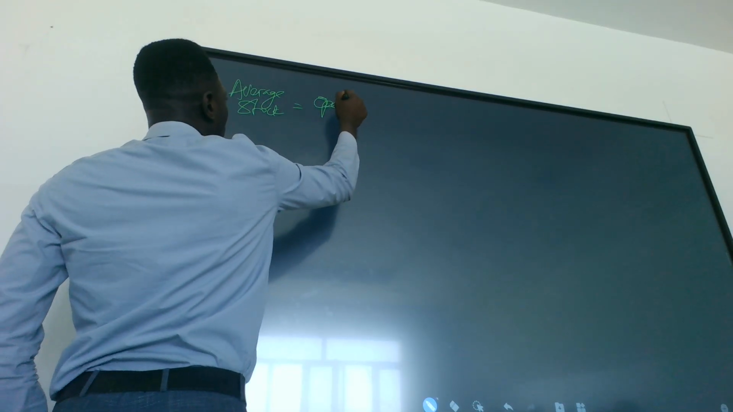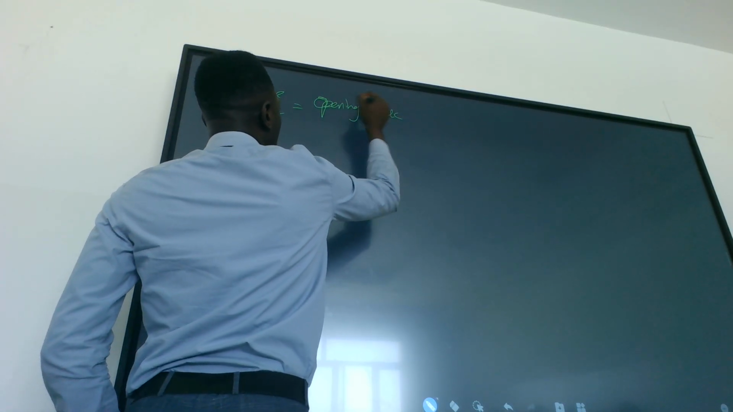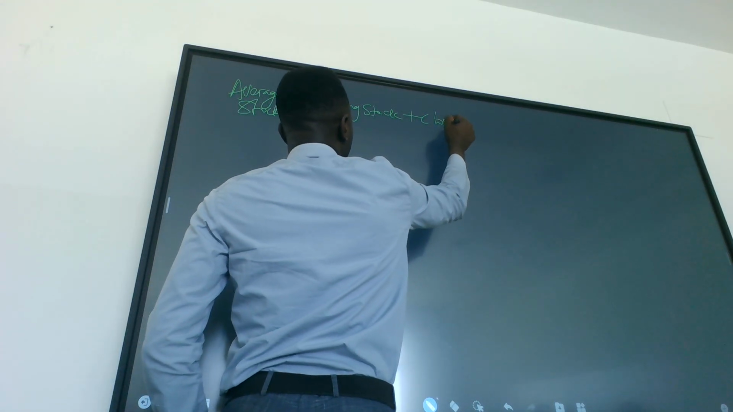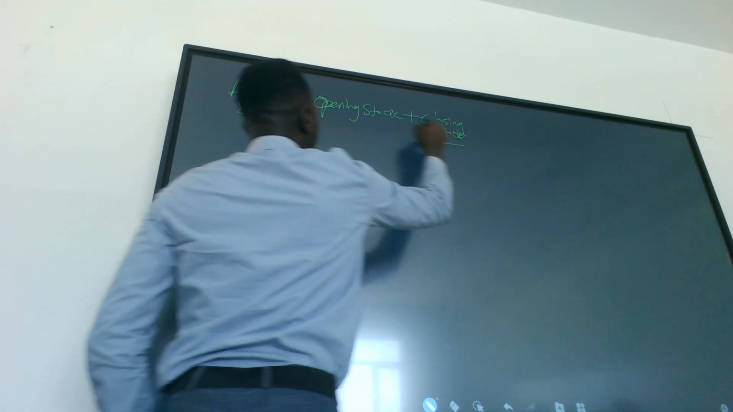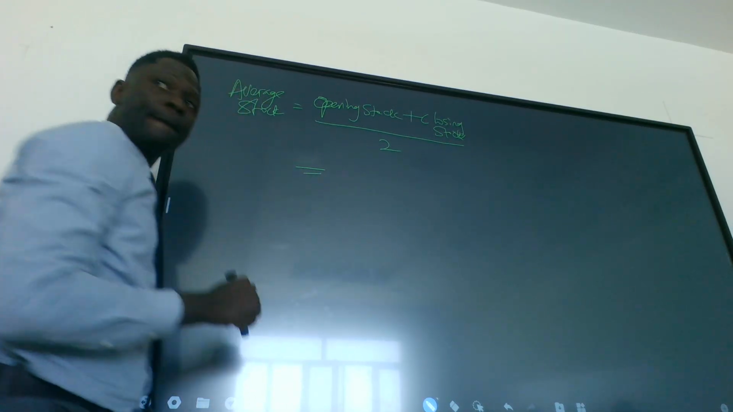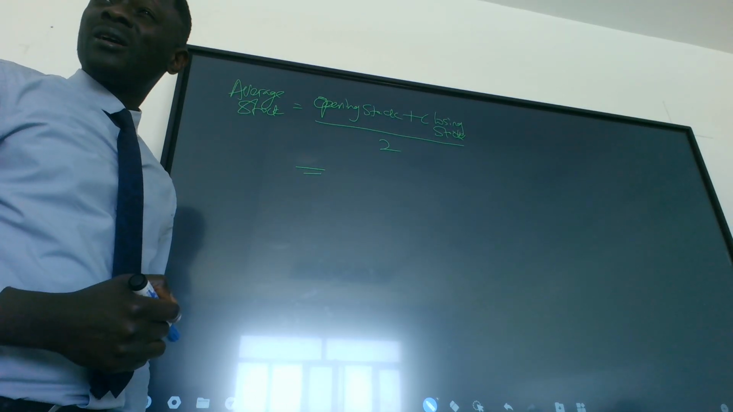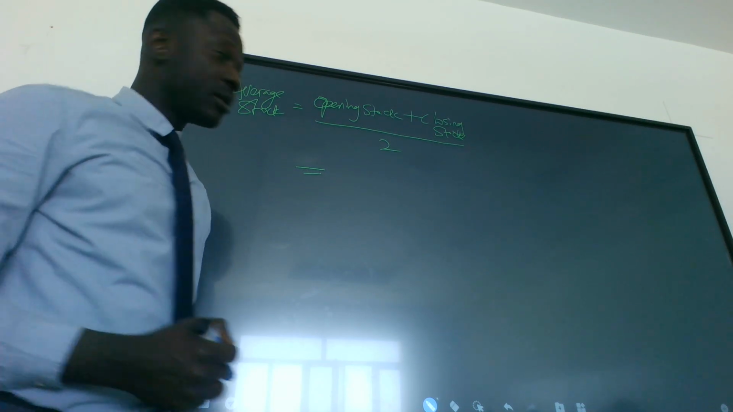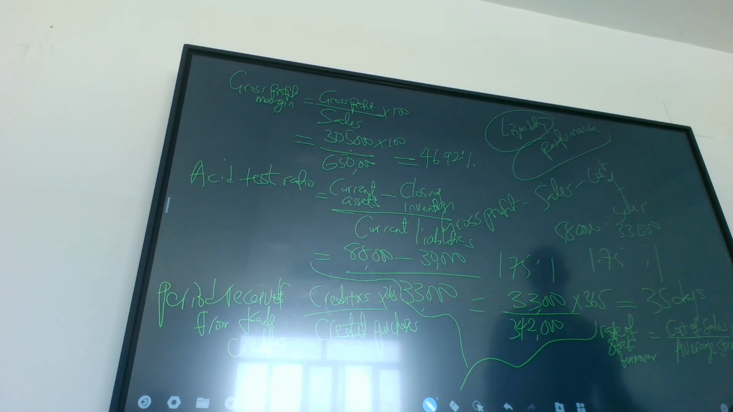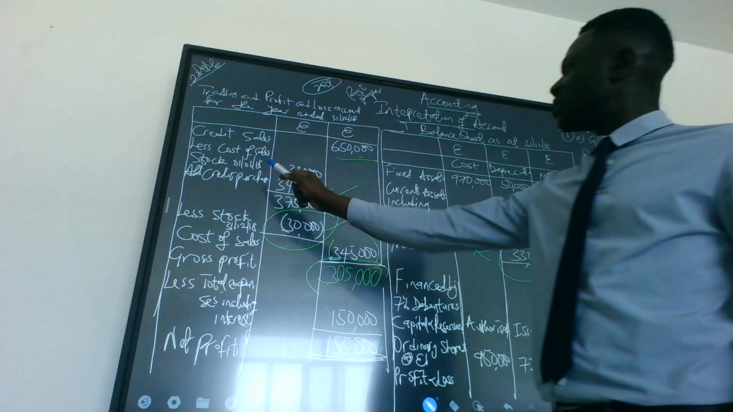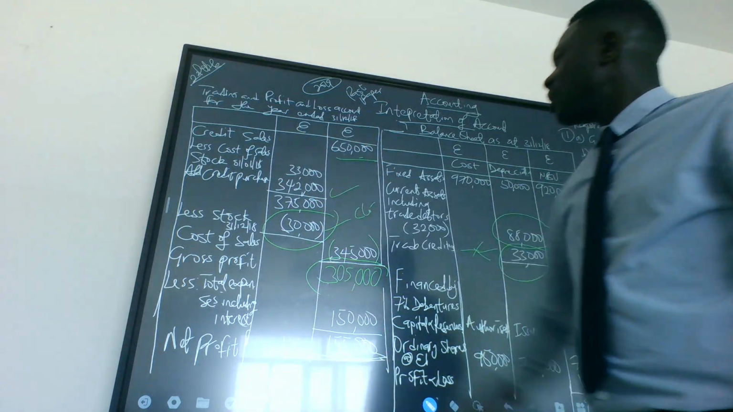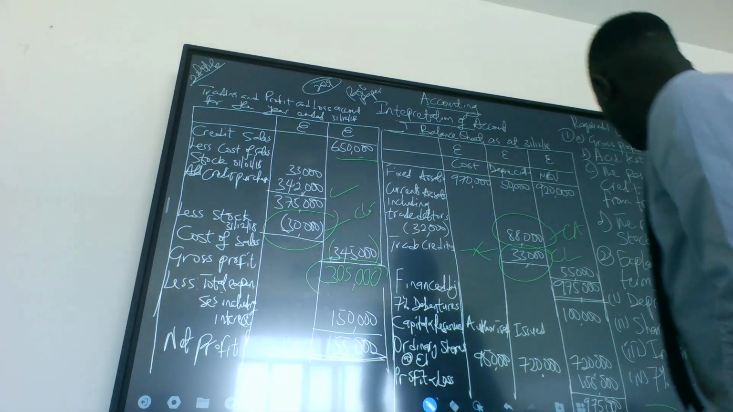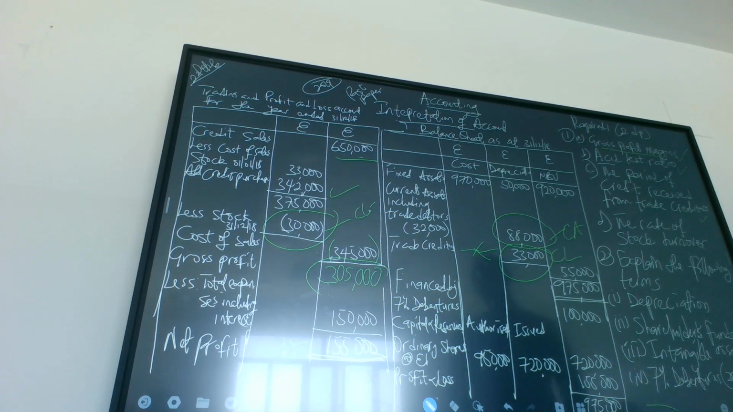Average stock is opening stock plus closing stock divided by 2. Are you guys with me? So what's our opening stock? Our opening stock is 33,000. Then our closing is what? 30,000, divided by 2. What else do we have there? It's 33,000, 63,000. Okay.